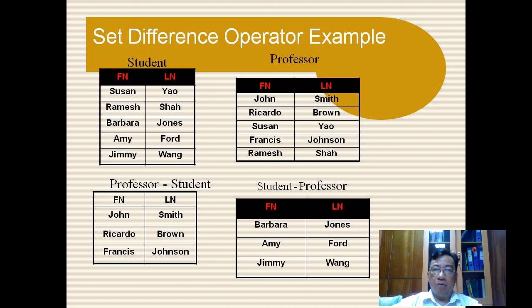And vice versa, when you make a table by using student set difference professor, you will have Barbara Jones, Amy, Ford, and Jimmy Watt. Because you see Barbara Jones, Amy, Ford, and Jimmy Watt are in student relation only. They are not in professor relation.